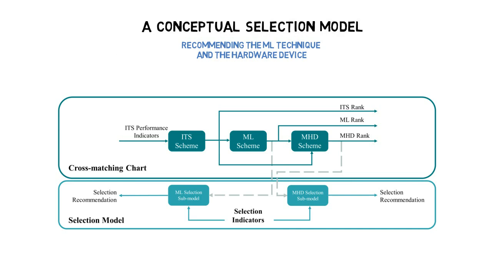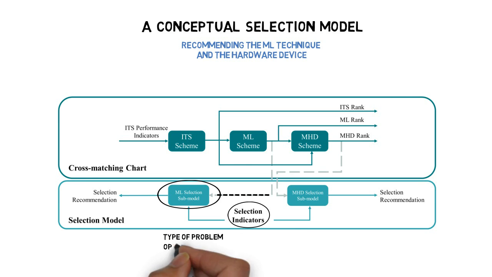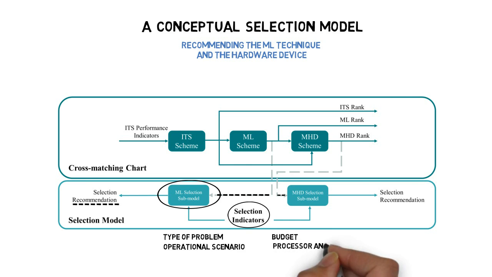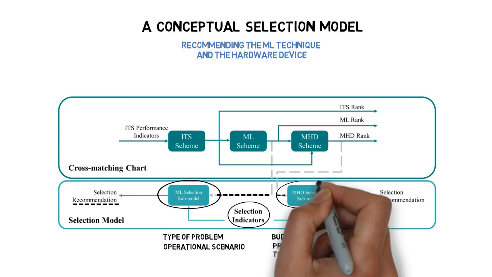The machine learning selection submodel would take in the machine learning complexity and competency ranks, as well as some selection indicators such as the type of the problem, whether being supervised, unsupervised, or reinforcement learning based, and its operational scenario to recommend a suitable machine learning technique. Similarly, the determined hardware device competency, as well as some selection indicators such as budget, processor, and IC technologies, will serve as input to the hardware selection submodel for it to recommend a good enough hardware device.